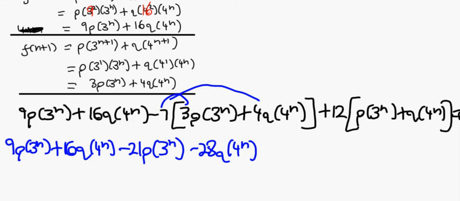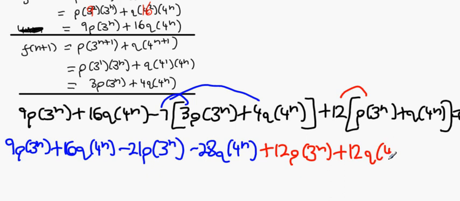And then on this one here, it's going to be plus 36p, oh sorry, not plus 36, excuse me, just made a quick mistake there. Plus 12p 3 to the n plus 12q 4 to the n. All this should equal 0.